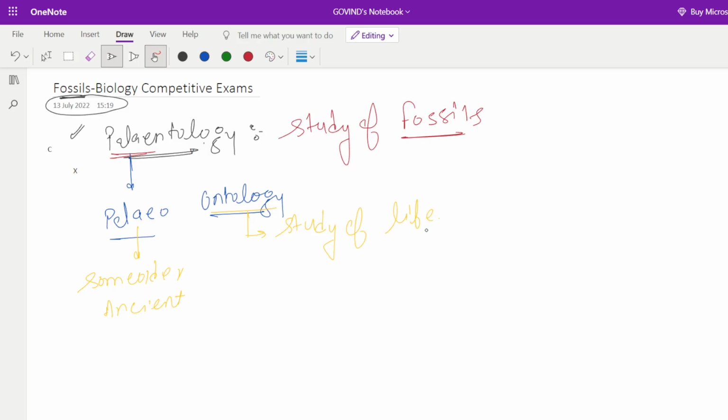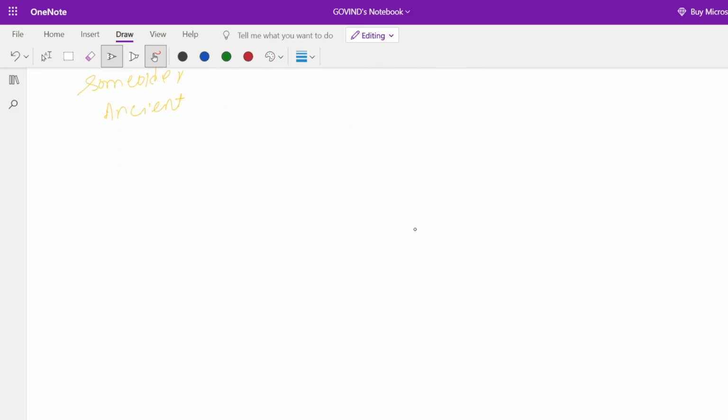Now, what is exactly a fossil? To understand the definition of fossil, a fossil has to follow some characters, or it has to fulfill some conditions. But of course, I am not coming to those conditions because that is not from our point of view. I am just directly coming to the definition of fossils. So let us start with the definition of fossils. Okay, just give me a minute and we are here.